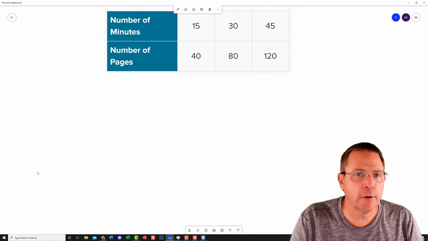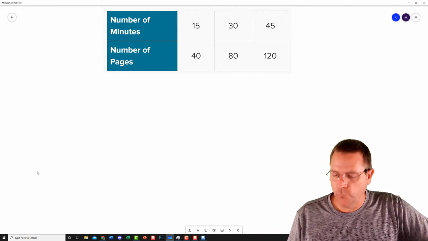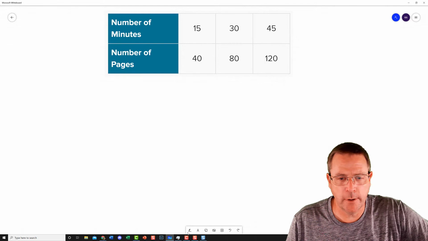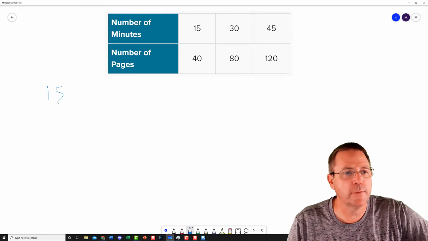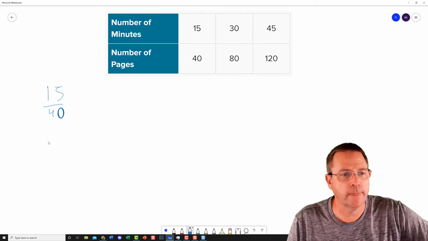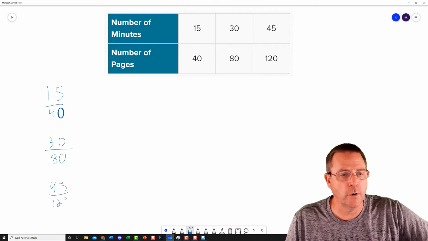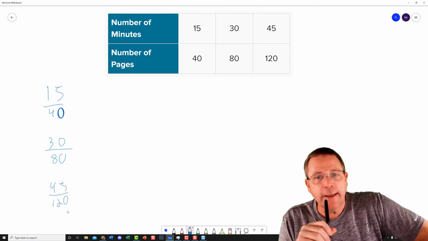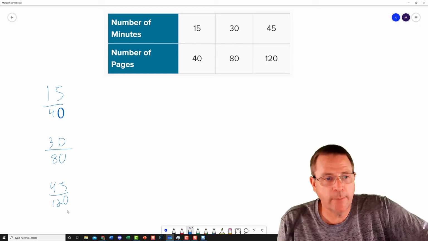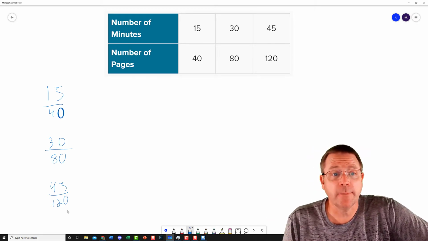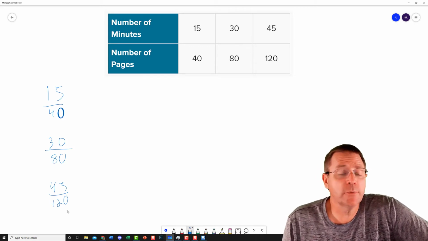Okay, so now it's my turn to solve the problem. I've got 3 different ratios set up here: 15 is to 40, 30 is to 80, and 45 is to 120. I need to get these to where they have a common base one way or the other, or to where they're just flat simplified. That's my goal. I want to put them in simplest terms.